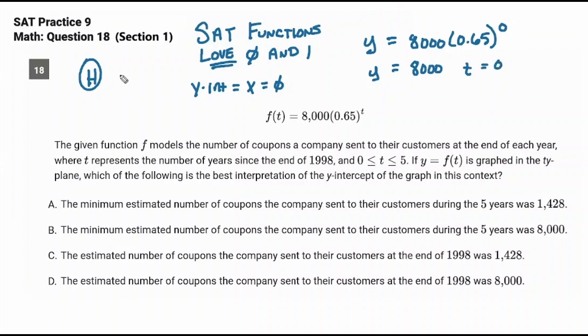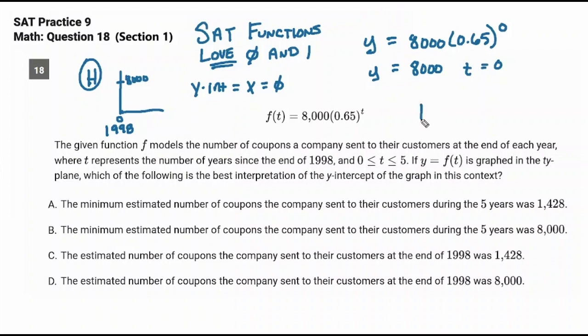So we got a little chart here, right? A chart is just like 1/4 of the xy plane. Y is 8,000 and x, that's t, is 0. All right, what is 0 in this little chart? It's 1998. So what's happening in 1998? 8,000. 8,000 what? 8,000 coupons.